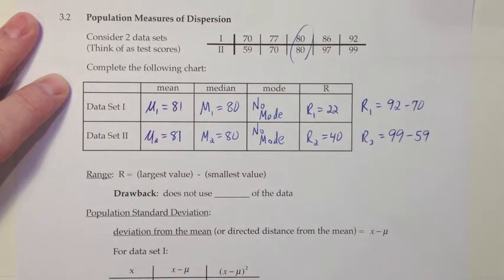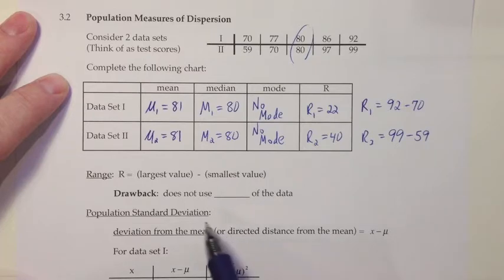So now we finally have something with the range that's showing us that these data sets aren't the same, and it's saying that they're spread out more, that the distance from the far left to the far right, or from the smallest to the largest, is about twice as big with data set 2. The drawback of the range is the same as what's good about it. What's nice about it is it's fast and easy because it only uses 2 points.